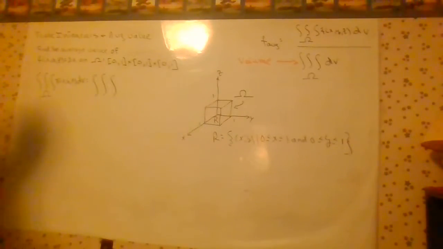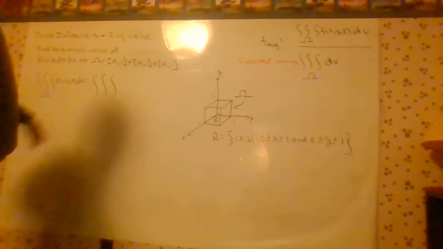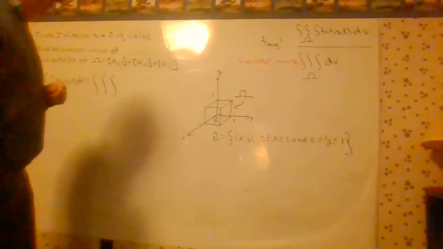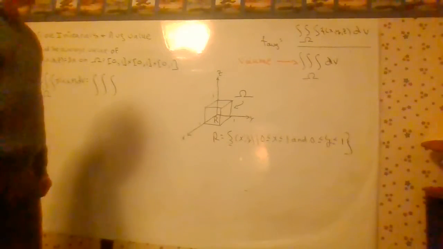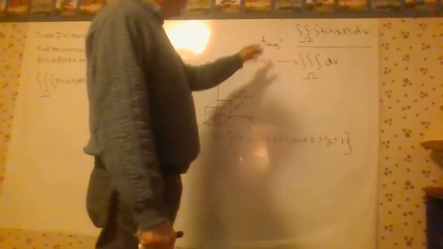Triple integrals and average value. We do a triple integral to integrate over a solid region. We'll see some examples where we have to do this. We're going to start with the average value.